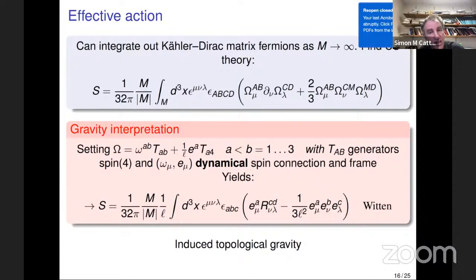What's interesting here is I naturally arrive at these topological gravitational theories by integrating out Kaehler-Dirac fields in odd dimensions. All right, so I get an induced topological gravity theory just by reinterpreting the symbols in the original spin four Chern-Simons action. You can play this game in any odd dimensions. It doesn't have to be three. So it's true in 5, 7, 9, whatever you want. You always have a Chern-Simons term. You can always decompose that Chern-Simons term into a series of spin connections and frames according to subgroups of the original spin symmetry. And so it's interesting that you end up with gravity by integrating these guys out in odd dimensions.